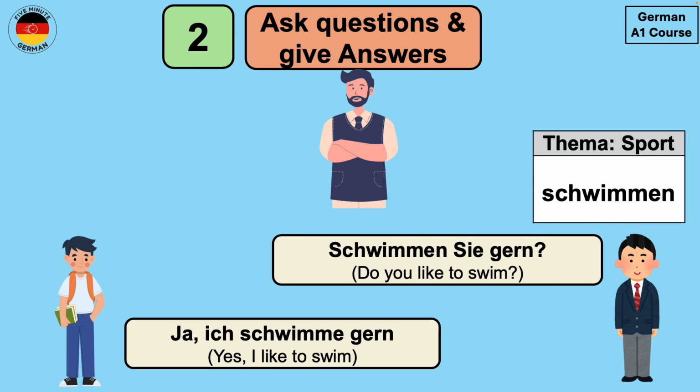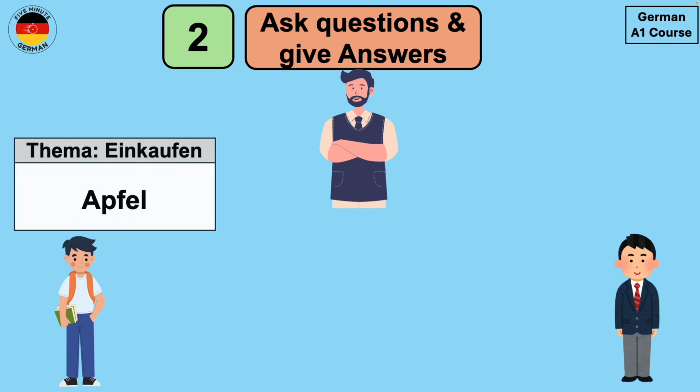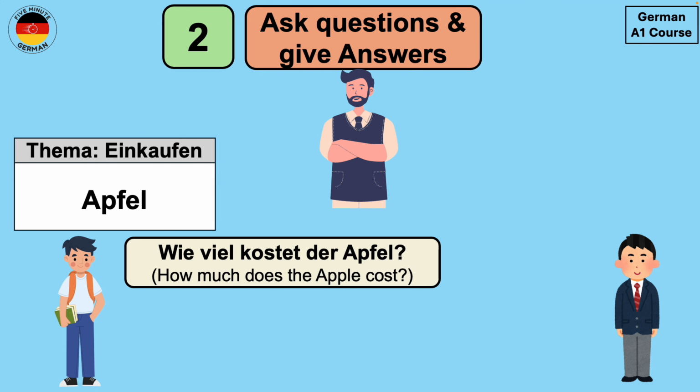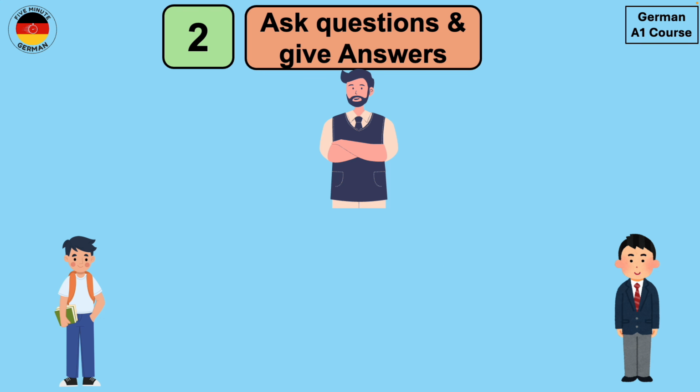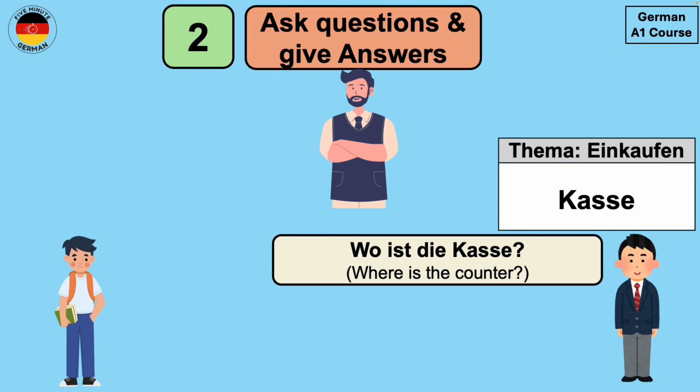Then the examiner will give another card with a different thema. For example, now you have the thema einkaufen, which means grocery shopping, and you have the word Apfel, which means apple. So you can make the question, Wie viel kostet der Apfel? How much does the apple cost? And the other person can answer it by saying, Der Apfel kostet 1 Euro. The apple costs 1 euro. Then the other person will receive a card with the same thema, but a different word on it.